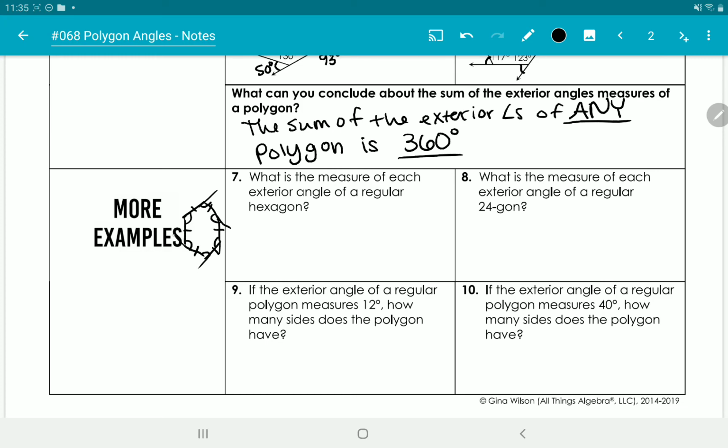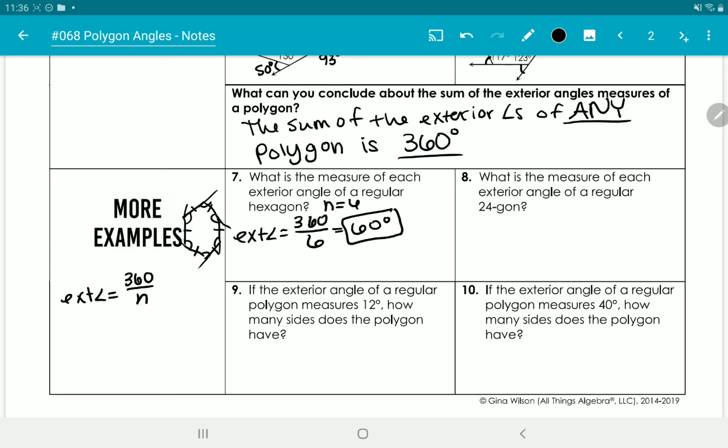Exterior angles are going to add to 360. Sorry, I'm copying it from over here and I've got it written wrong. So anytime we need just one exterior angle, we're going to do 360 divided by n. We do 360 divided by the number of sides. Hexagon is 6. 360 divided by 6 is going to give you 60 degrees.